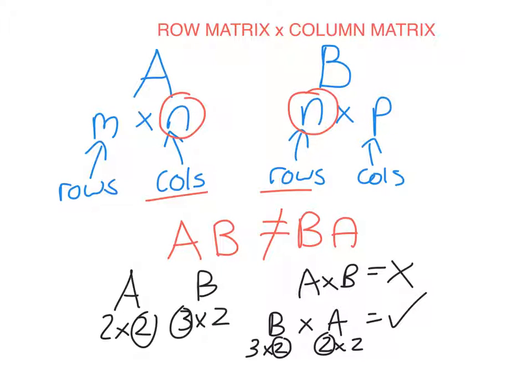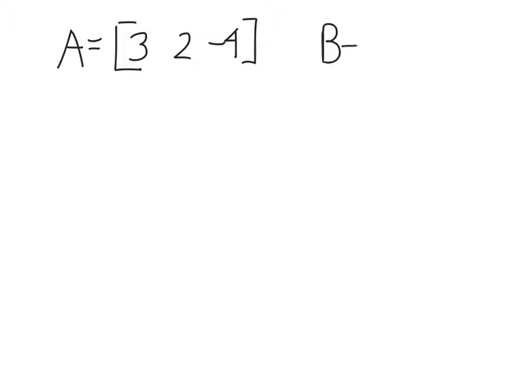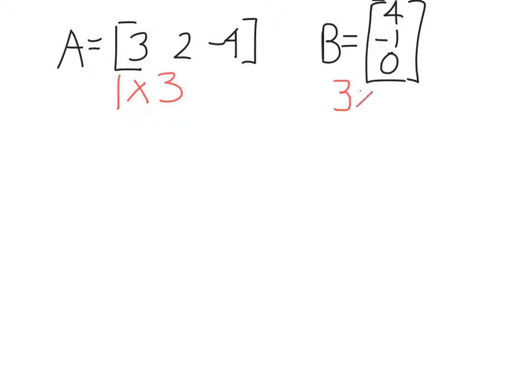Now let's look at a row matrix by a column matrix. You know that a row matrix is just a matrix with one row. Let's say I define matrix A as 3, 2, -4. A column matrix, so I'm going to make B a column matrix, is one with one column. Let's say 4, -1, and 0. In this example, A is 1 row by 3 columns, and B is 3 rows by 1 column. Because these two numbers are equal, I can multiply A and B together.